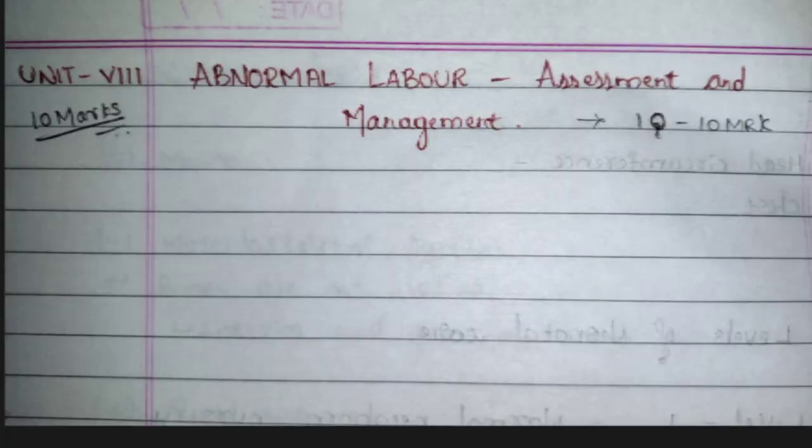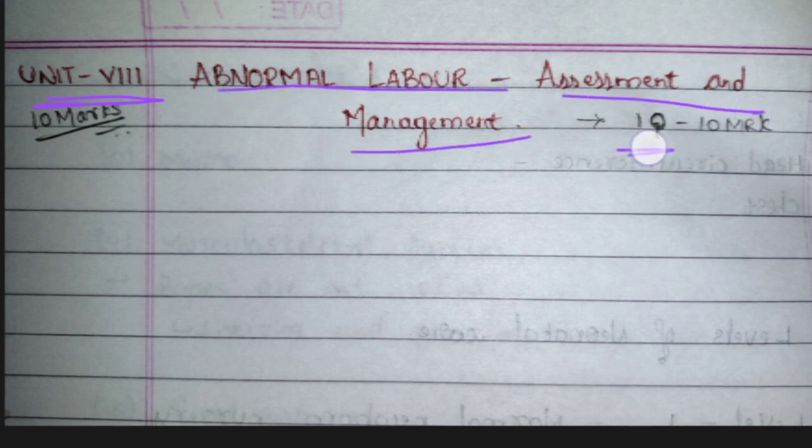Guys, welcome back to the channel, and today we are going to see Unit 8, that is Abnormal Labor Assessment and Management. From this chapter you will get only one question, that is for 10 marks, long essay. So totally if you learn this chapter you will be perfect with 10 marks.